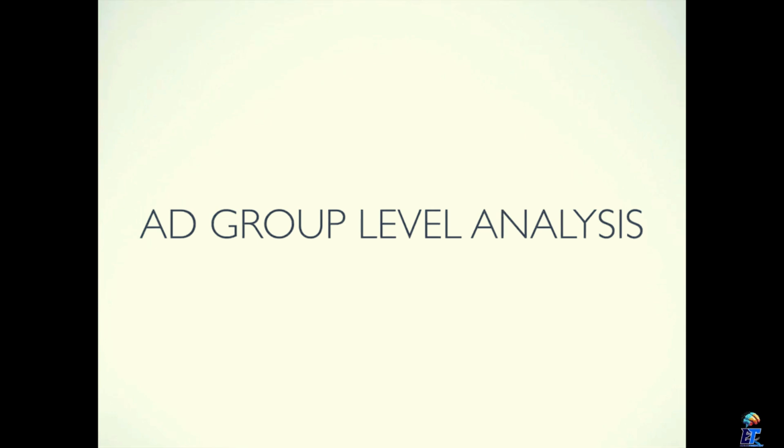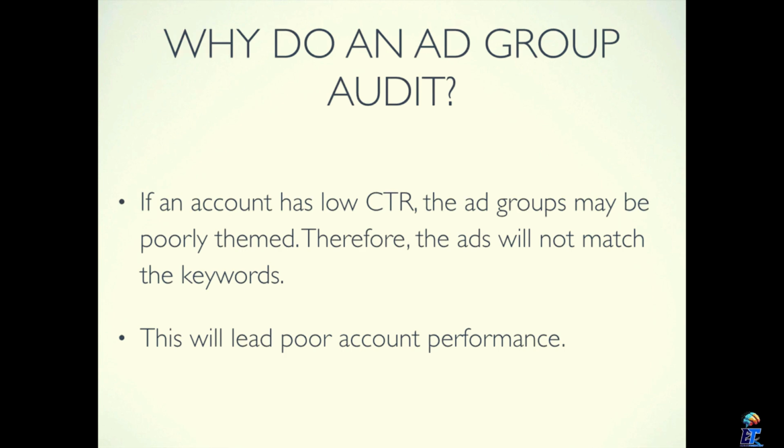So what we look at next are ad groups. So why would you look at your ad groups? Generally, if your account has an overall really low click-through rate, the first thing I look at is ad groups and whether the ad groups have well-themed keywords. So what do I mean by that?